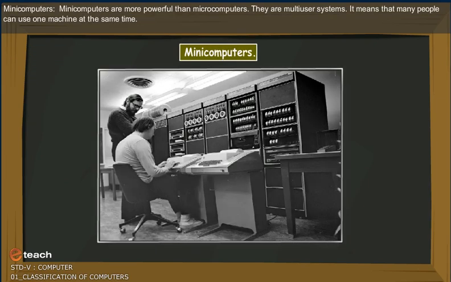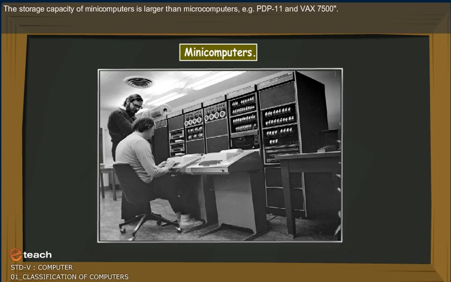Mini computers. Mini computers are more powerful than microcomputers. They are multi-user systems. It means that many people can use one machine at the same time. The storage capacity of mini computers is larger than microcomputers. For example, PDP 11 and VAX 7500.